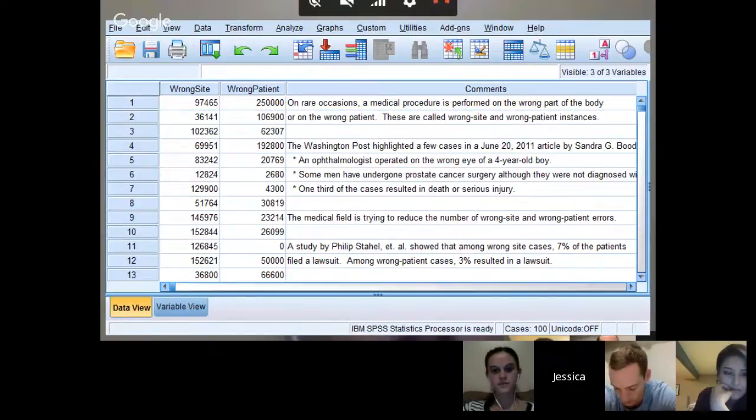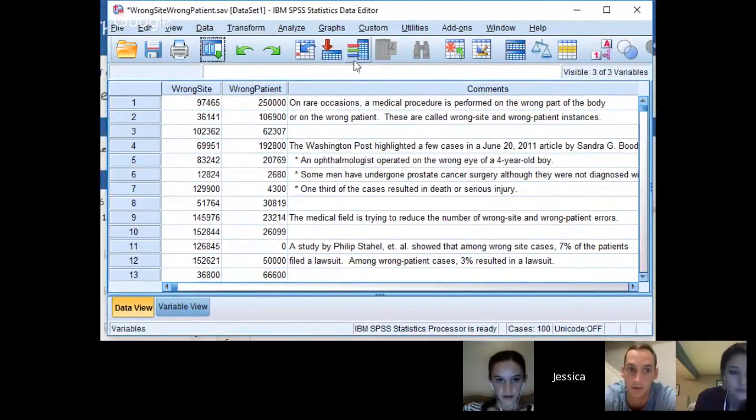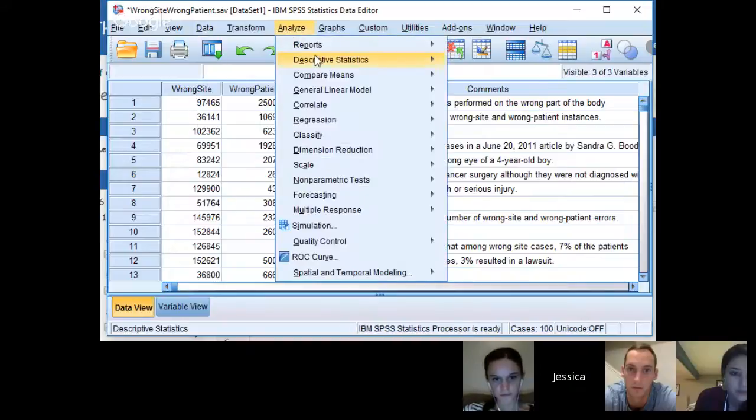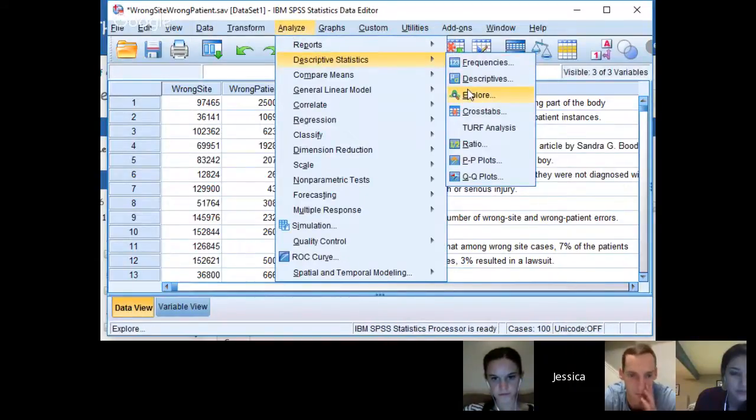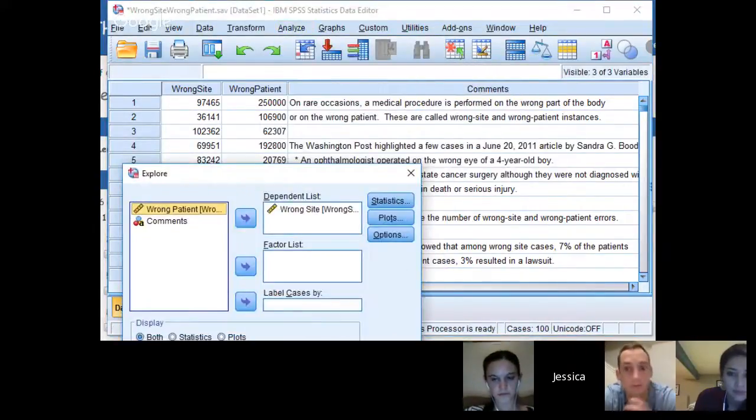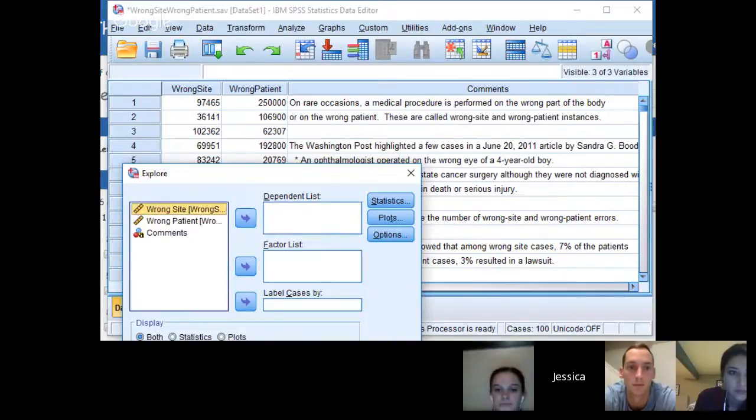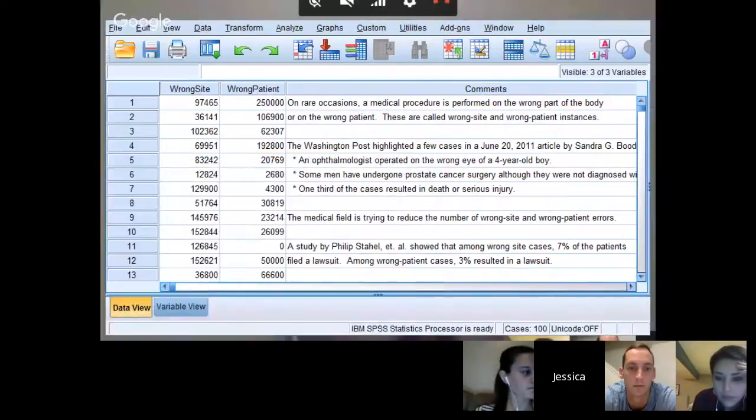Number 11. Oh, we're going back to the statistics page, and this time we're doing the wrong patient instead of wrong site. Oh, yeah. Okay.